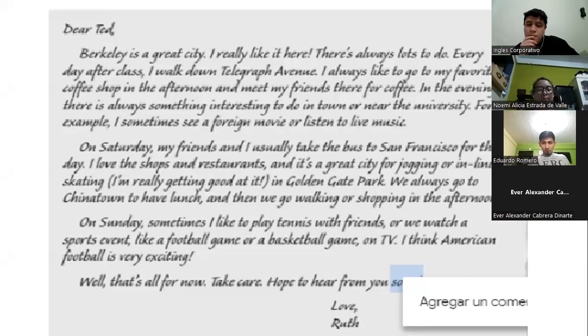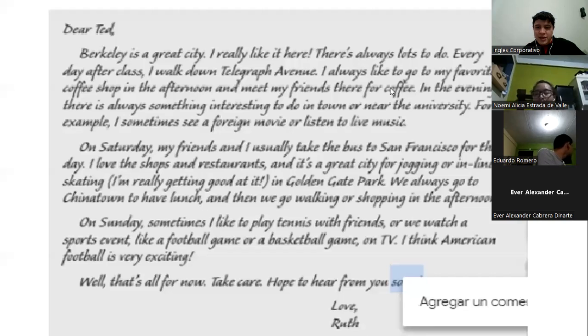In the weekend. She loves to play tennis and football. She likes to watch football games. And she loves to shop and go to restaurants in San Francisco. She likes skating in the Golden Gate Park, and... That's all. Perfect.